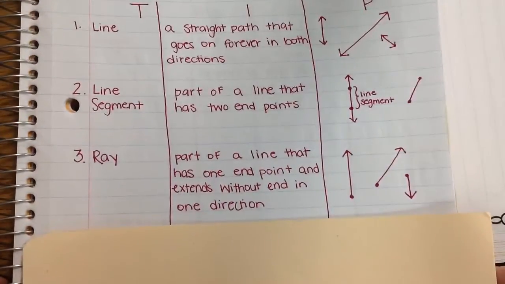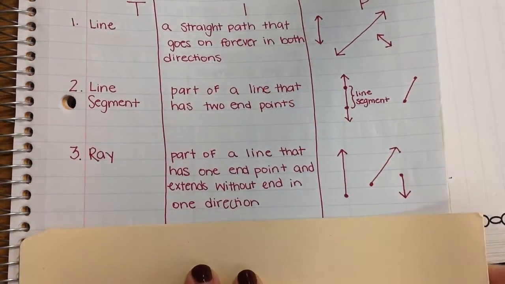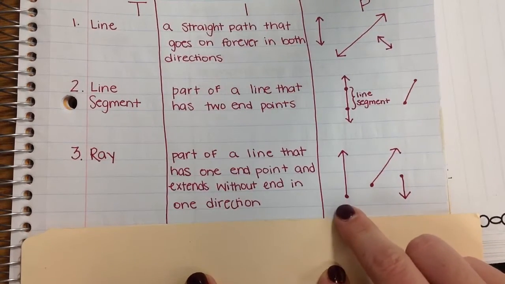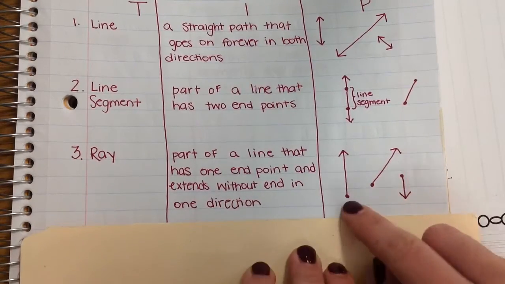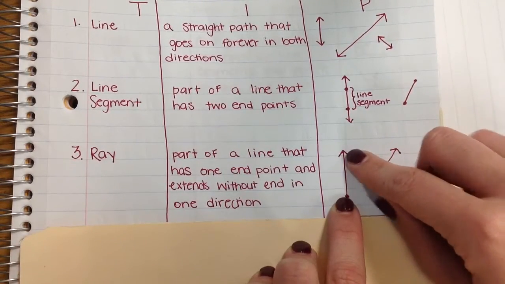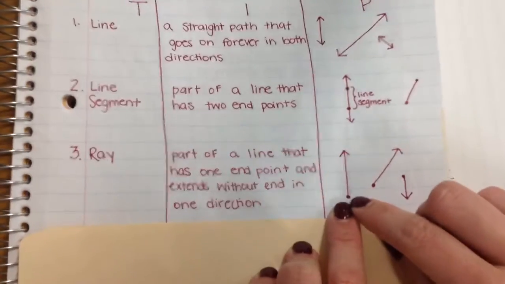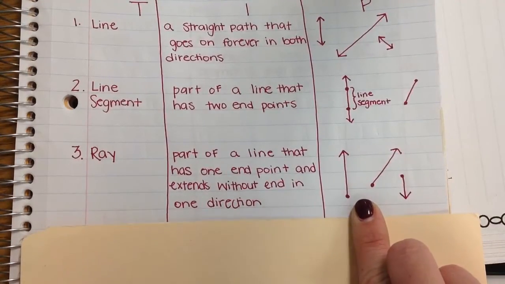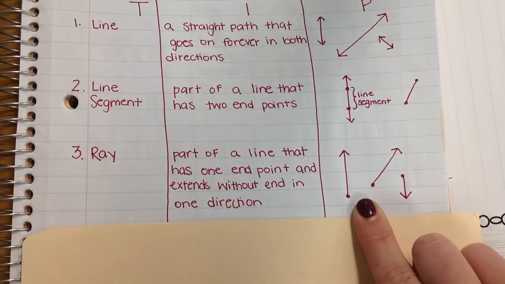Alright, our next word is ray. A ray is a part of a line that has one endpoint and extends without end in one direction. So, unlike a line that had 2 arrows showing that it went on forever in both directions, a ray has an end point and an arrow on the opposite end, meaning it only goes on forever in this direction, but it stops right here. Rays, you're going to see a lot of times make up angles, and we're going to talk about what angles are a little bit later. So pause your video and press play when you're ready to begin again.